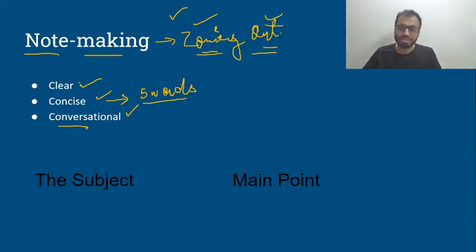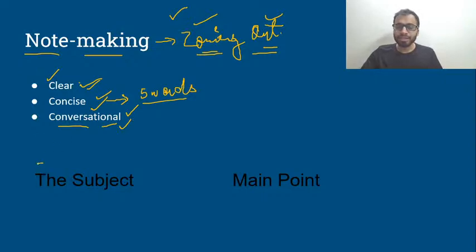Conversational. What do I mean by conversational? I don't want you to express the information in a way that is given in the reading comprehension. I want it to be very conversational. Again, imagine the fifth grade learner sitting right in front of you, and you're explaining the Large Hadron Collider to them, right? So make it conversational. Don't say Large Hadron Collider. Say a long pipe where electrons and protons collide. So notes have to be clear, they have to be concise, and they have to be conversational.